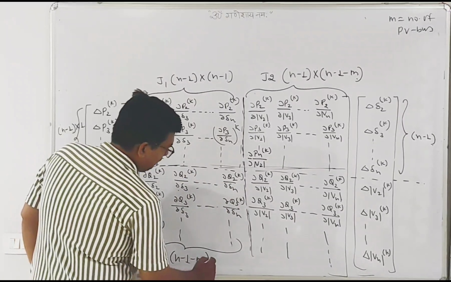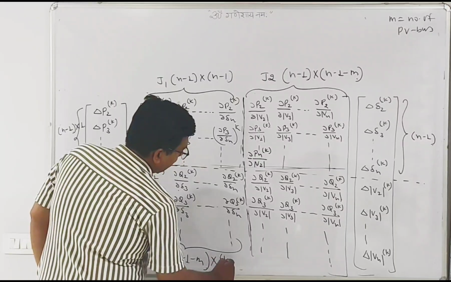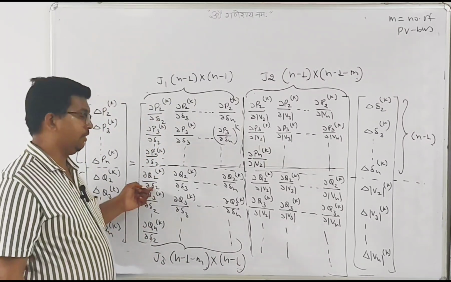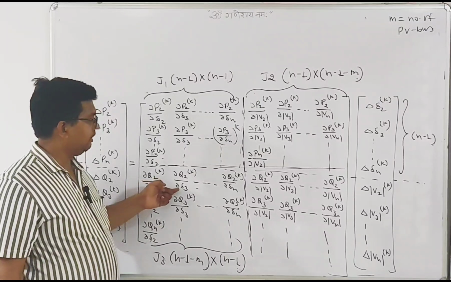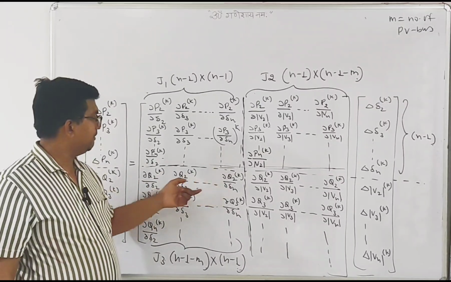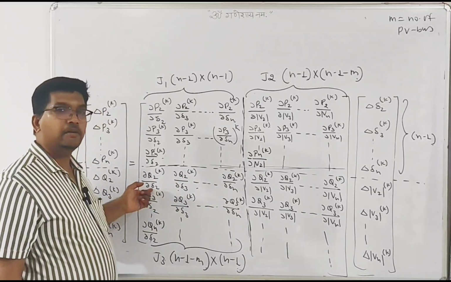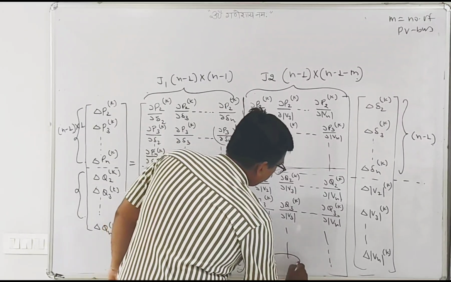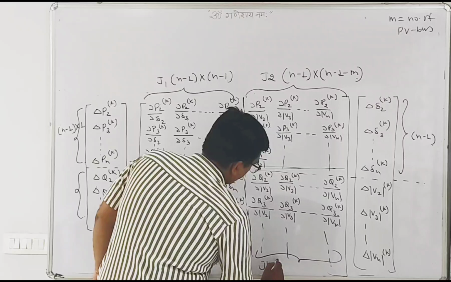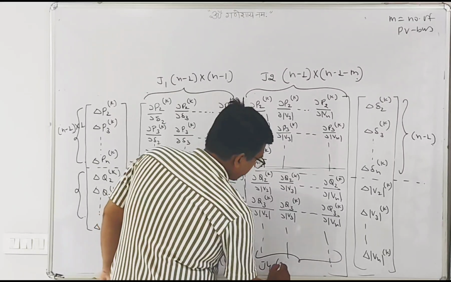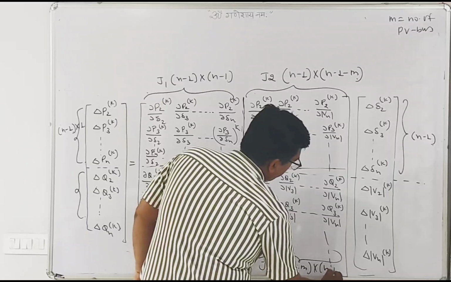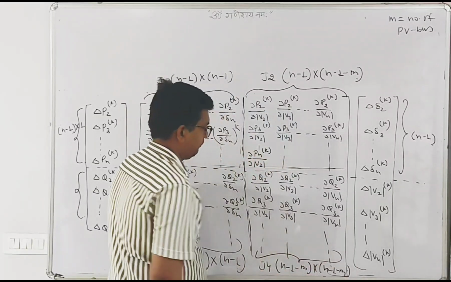So how many terms will there be? N minus 1, because delta 2, delta 3, up to delta n are basically for the n minus 1 buses. And the last one is called J4. Now what is the J4 size? It is n minus 1 minus m into n minus 1 minus m.